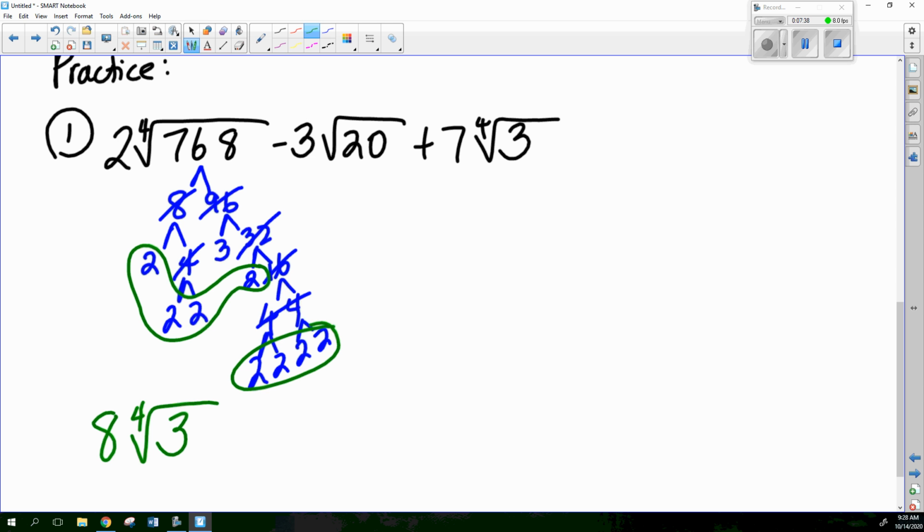Then I have to start completely over with the one in the middle. Now, it's a square root. So when I break it down, I'm looking for sets of how many of a kind? 2.